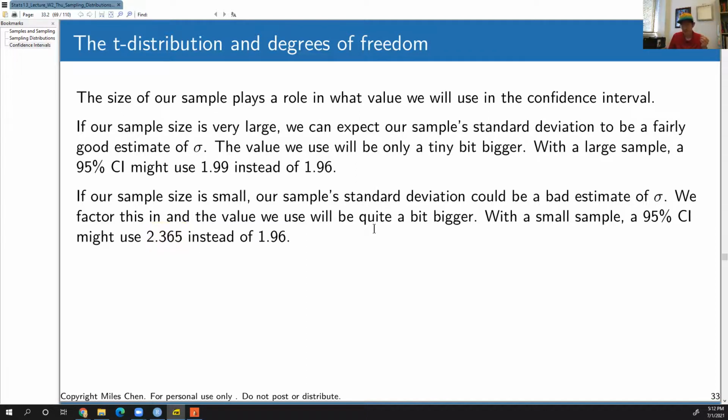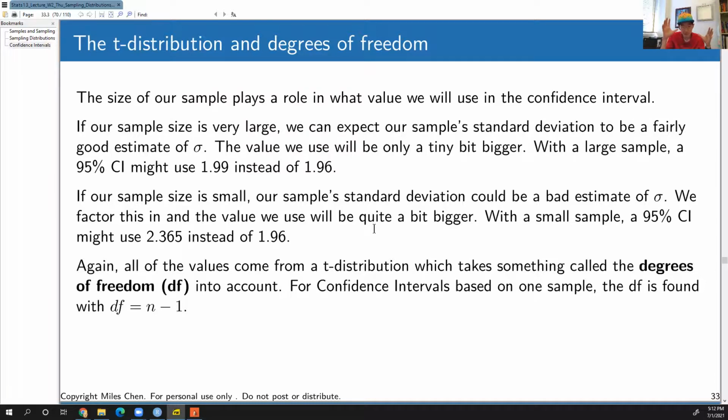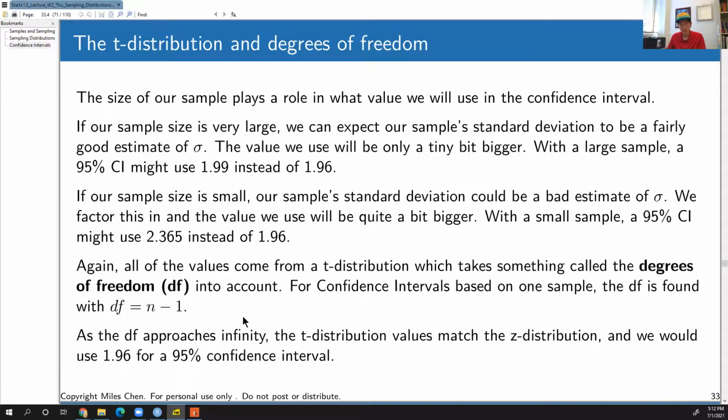So we're going to do that, okay? And so this gets taken into consideration in this term called the degrees of freedom, okay? The degrees of freedom is found by taking our sample size n and subtracting off 1. df is equal to our sample size minus 1. And as the degrees of freedom approaches infinity, the t distribution values match the normal distribution, the z distribution, and we would use 1.96 for a 95% confidence interval.